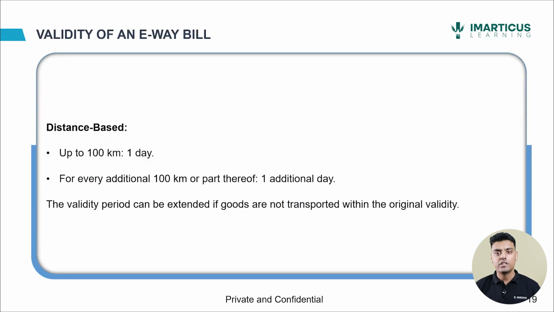The validity of an e-way bill is usually 1 day. Sometimes the distance will be more than 100 kilometers, in which case 1 day is not enough to travel. In that case, the validity gets extended by 1 more day. So the validity based on distance is 1 day or 100 kilometers per day. If the distance is more than 100 kilometers, we multiply the number of days.